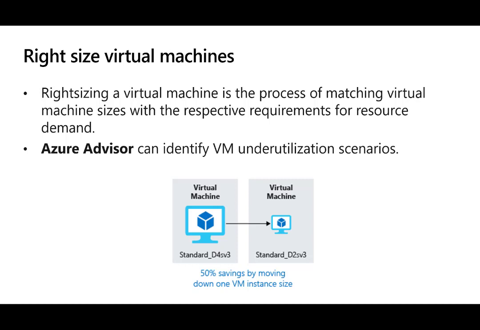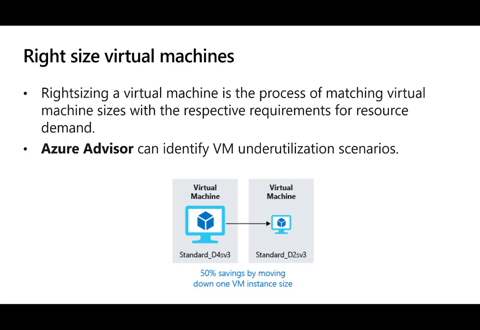For example, the next illustration shows a 50% savings achieved by moving one size down within the same series, in this case, the D series. Then the next question naturally will be, how can I identify that I have VMs that need resizing? The answer is to use Azure Advisor. It's a very user-friendly tool that gives you concrete recommendations on how you can make improvements on the 5 different pillars we have in the Well-Architected Framework, and in this particular case, the cost management side.